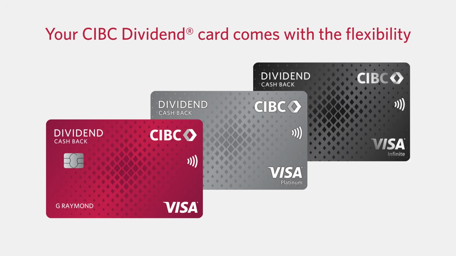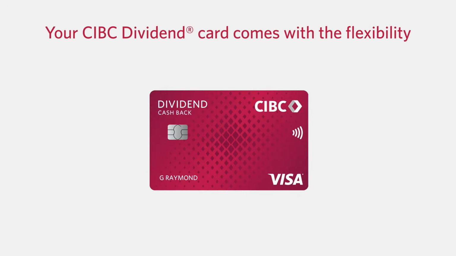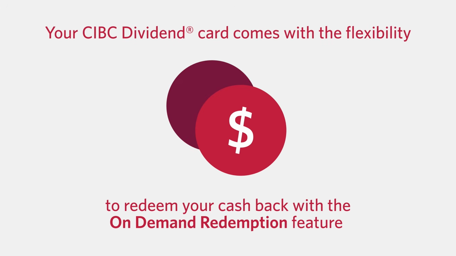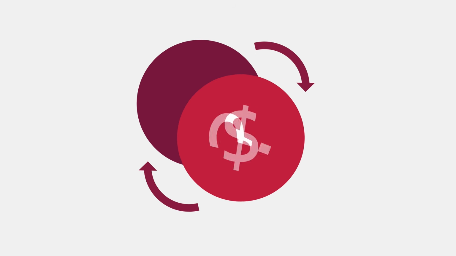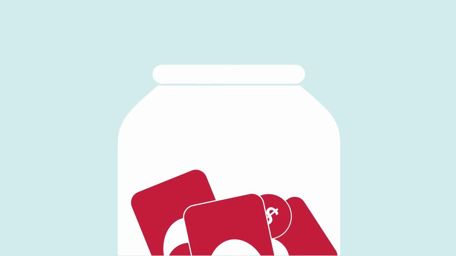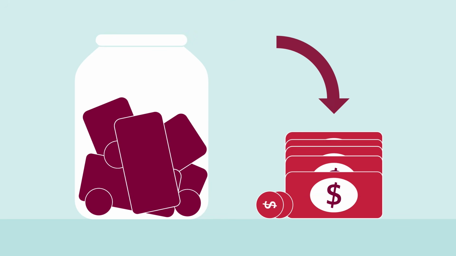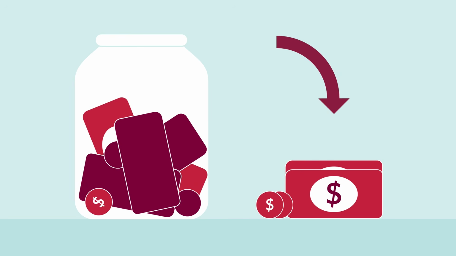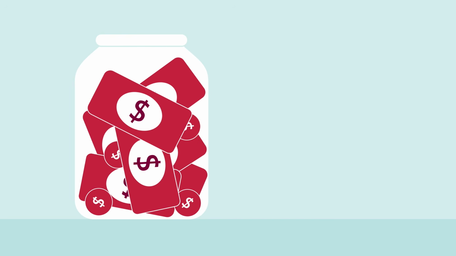Your CIBC Dividend Card comes with the flexibility to redeem your cash back with the on-demand redemption feature. In case you're wondering what this is all about, it's a slick way to redeem your cashback rewards at any time and as often as you want. Your cashback rewards can help you save and offset your everyday credit spending with no limit on how much you can earn. You can redeem all of it, part of it, or let it grow.